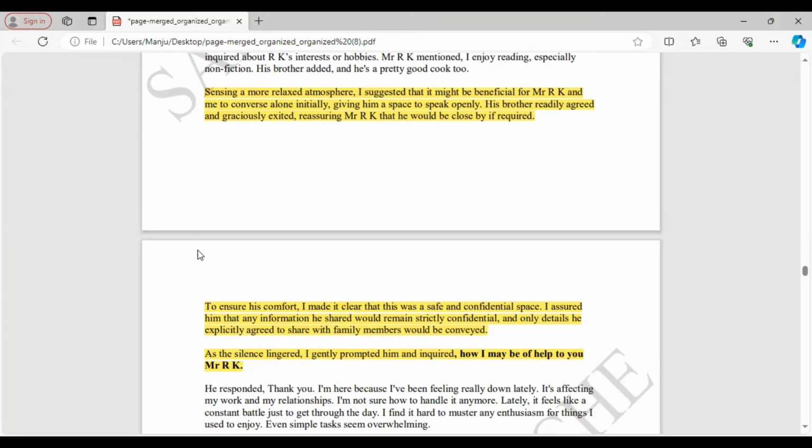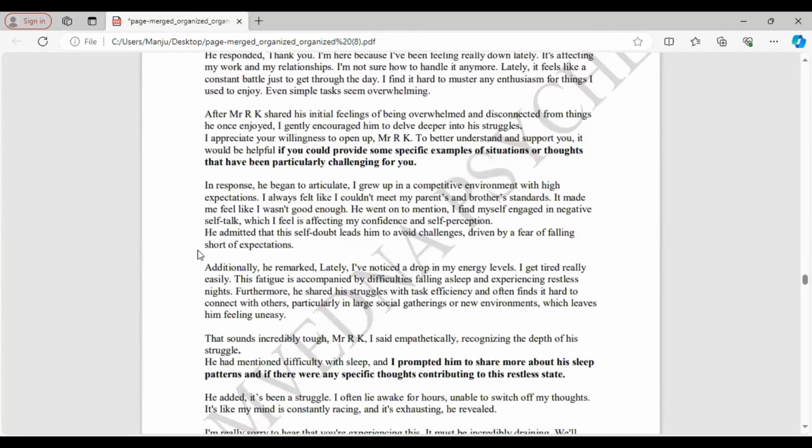To ensure his comfort, I made it clear that this was a safe and confidential space. I assured him that any information he shared would remain strictly confidential, and only details he explicitly agreed to share with family members would be conveyed. As the silence lingered, I gently prompted him and inquired, "How may I be of help to you, Mr. RK?" So, this way, we ask the first question and then the interview carries on.